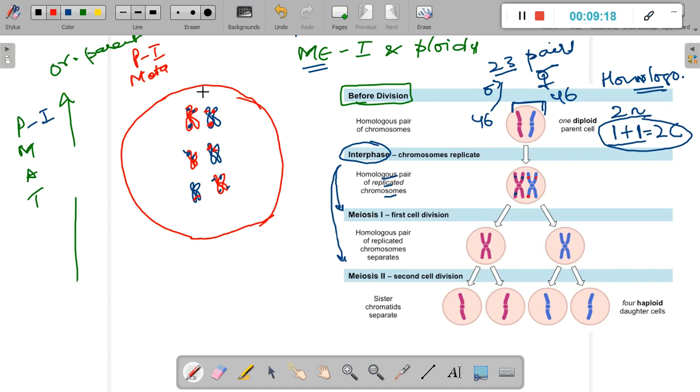Now what you see is that the chromosome of the father is on one side of this imaginary plane and the mother's is on the other side.